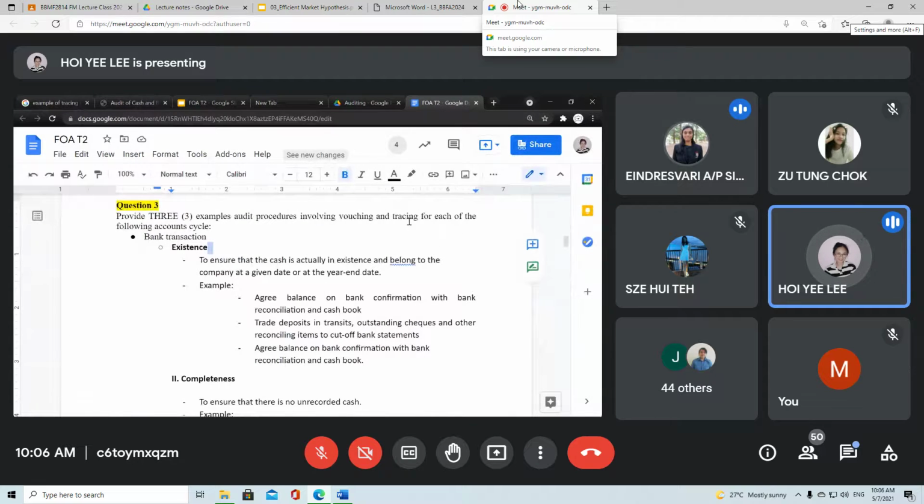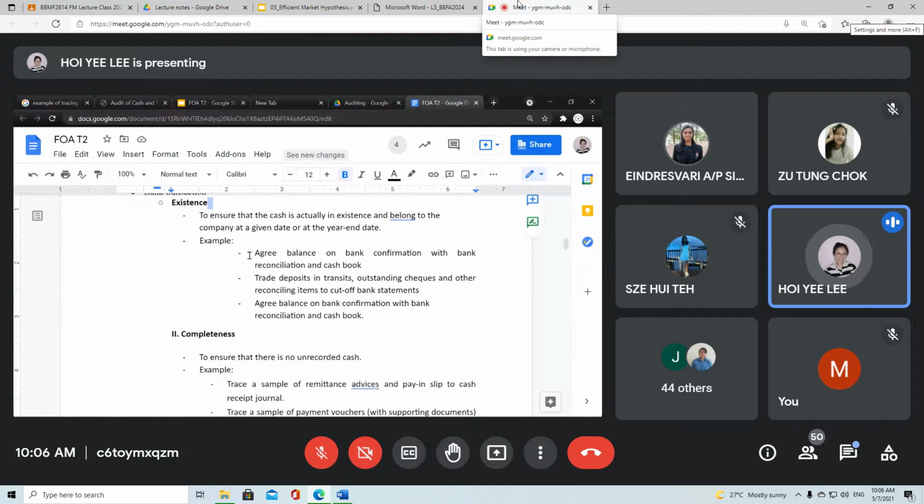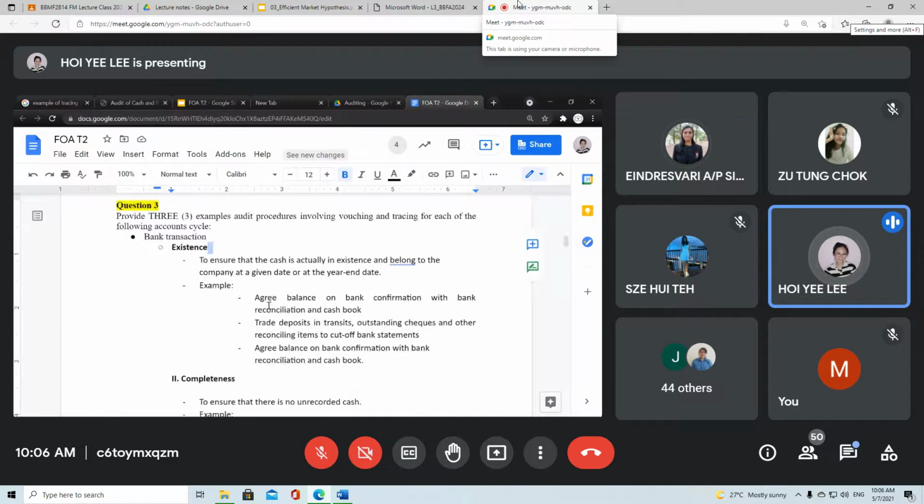Question 3. Provide 3 examples of audit procedures involving vouching and tracing for each of the following account cycles. I'm going to discuss the part for bank transactions. For the auditor, first is existence. Auditor needs to test the assertion of existence to ensure that the cash actually exists and belongs to the company at a given date or at the year end. The example of procedure is such as agree balance on bank confirmation with bank reconciliation and cash flow.